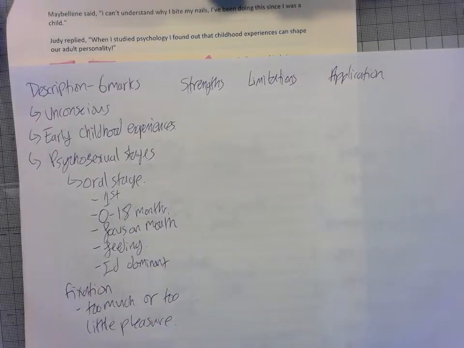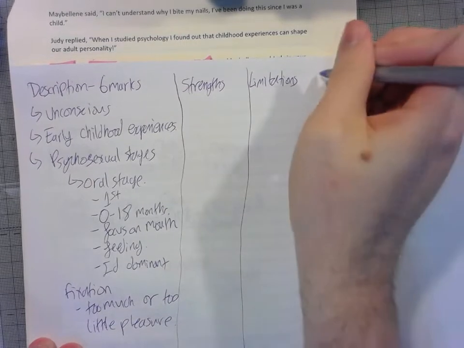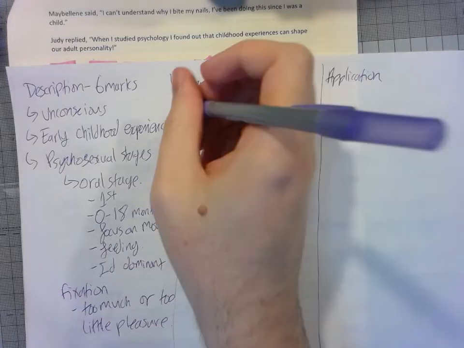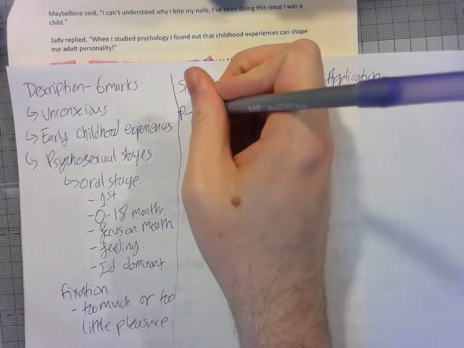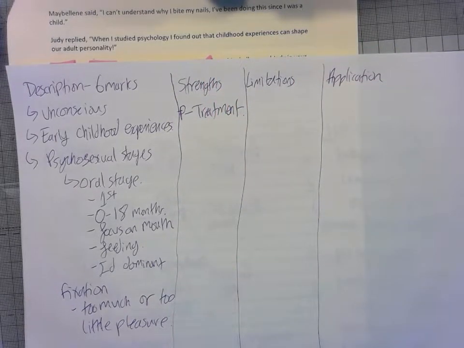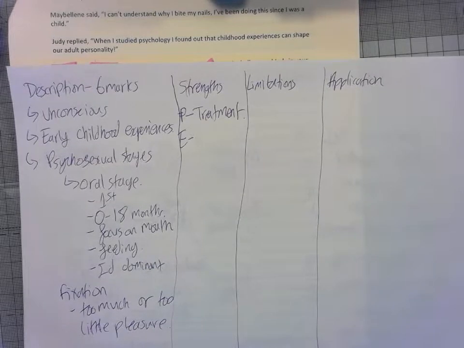So, let's try and come up with a strength. Quite hard to do with our Freud, but we're going to try anyway. Let's say one strength, my point is going to be that he's managed to treat some disorders, so treatment. Okay. My evidence or explanation can then be possibly I were to talk about Little Hans here.